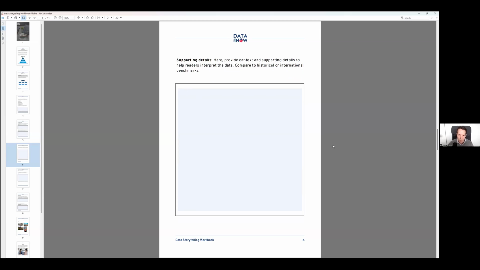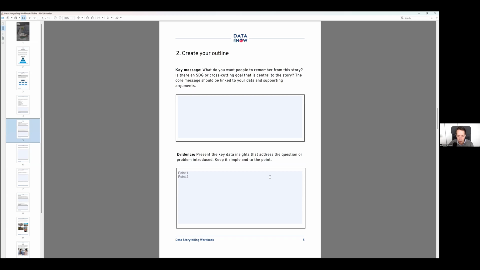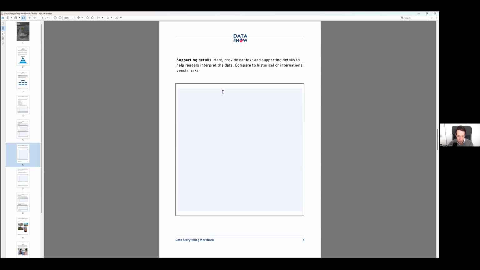And then here you may have a little bit more information where you go into a little bit more detail. So once you have this, you already have the structure that we talked about, which is the pyramid structure, where you start with the key message and then have two or three or four key pieces of evidence, and then the supporting details that are going to support your evidence.